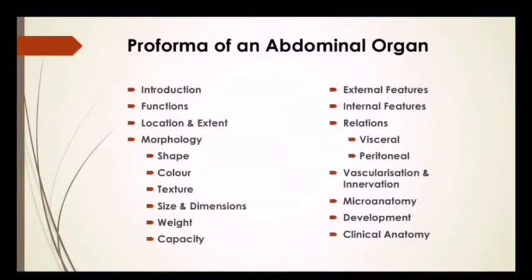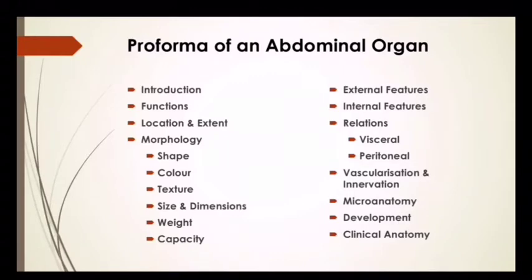Now, before we get into details, this is the pro forma of how we describe any abdominal organ. We first start with a short and sweet introduction. Then we speak a little bit about the functions of that organ. Then we talk about the location. Now here we usually try to understand which quadrant it lies in.